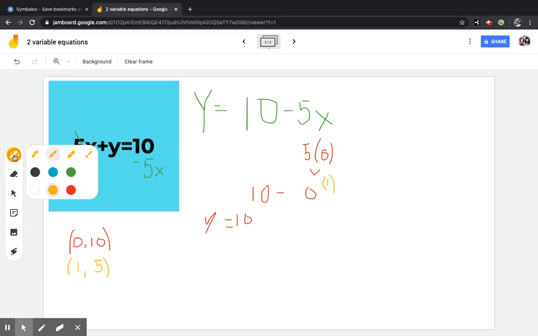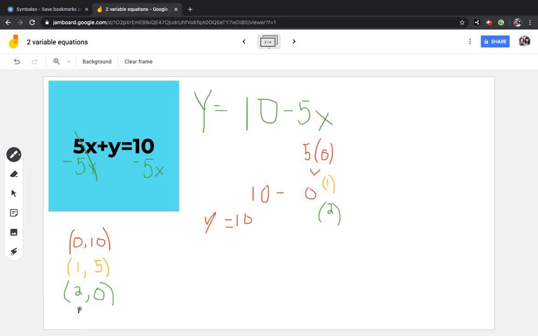Next one, let's do green, and we'll have x equal 2. Again, make this easy. You don't need to do 523. You can go 0, 1, 2, 3. All right, so let's try 2. 5 times 2 is 10. 10 minus 10 is 0. So y actually would equal 0 on this one. 2, 0. And then last, let's do my 4th ordered pair.